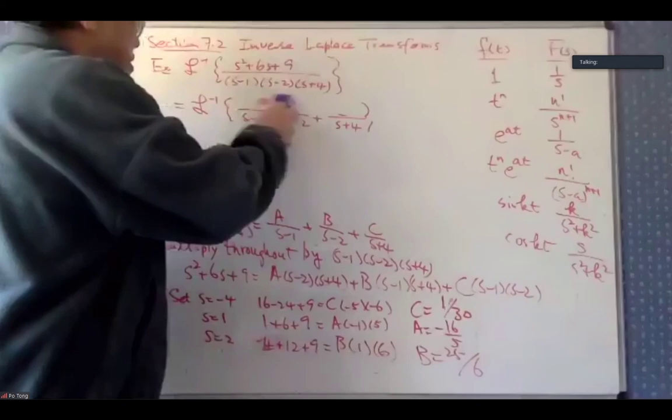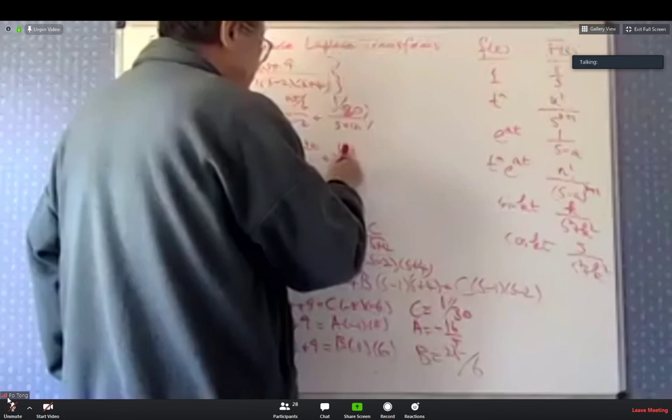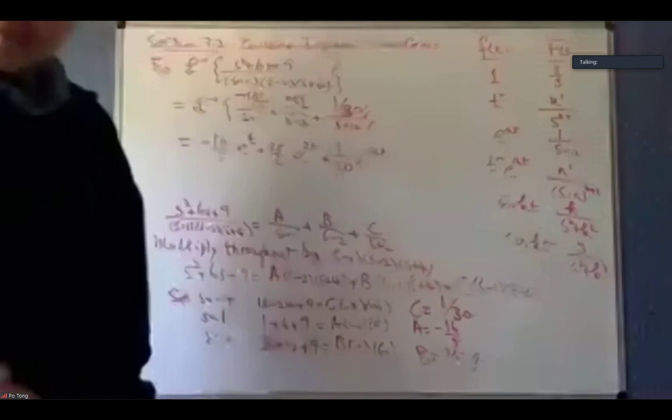So what will be my answer to this? Minus 16 over 5, s minus 1 become e to the power what? E to the power 1t. E to the power 2t. E to the power minus 4t. Is it okay?